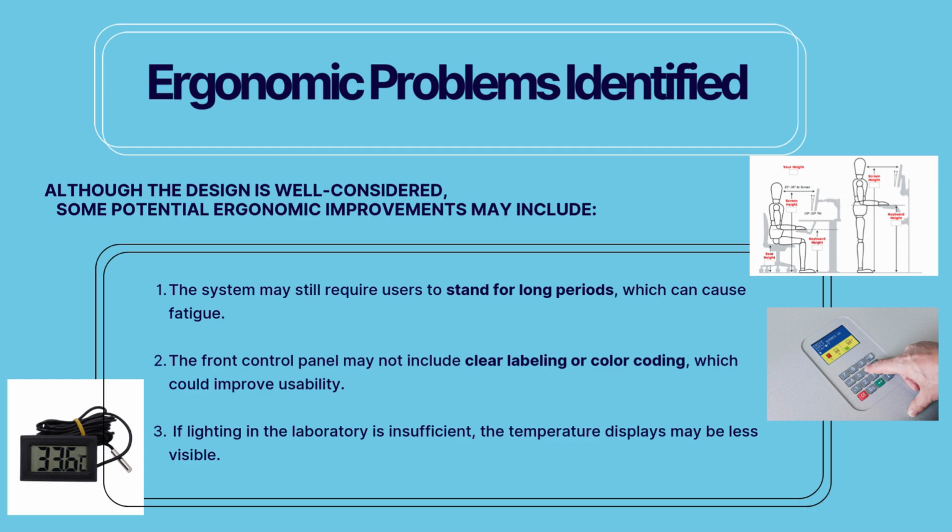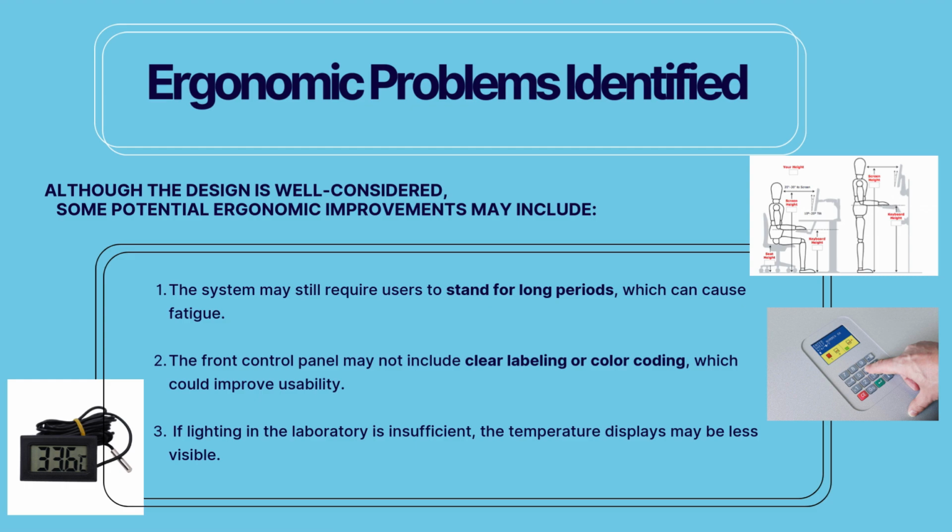And second, the front control panel may not have clear labeling or sufficient color codings. Without proper visual differentiation between switch and control, user may take more time to identify the correct component. This can reduce operational efficiency and may increase the risk of operational error, particularly for new users who are unfamiliar with the system. And the third, the visibility.